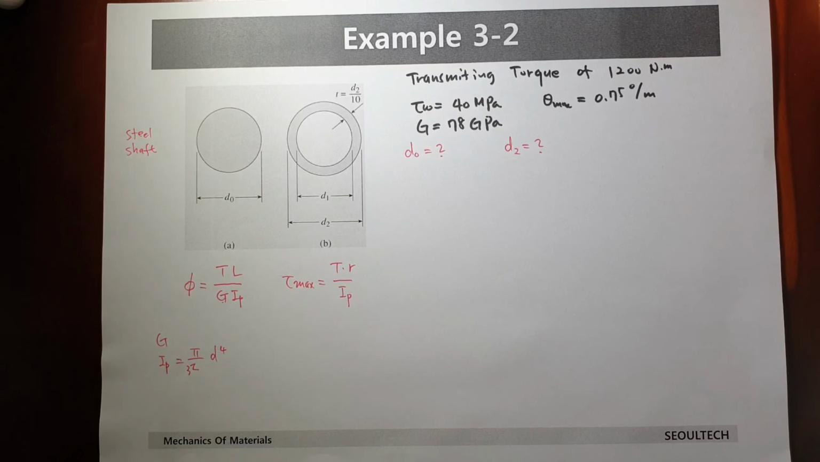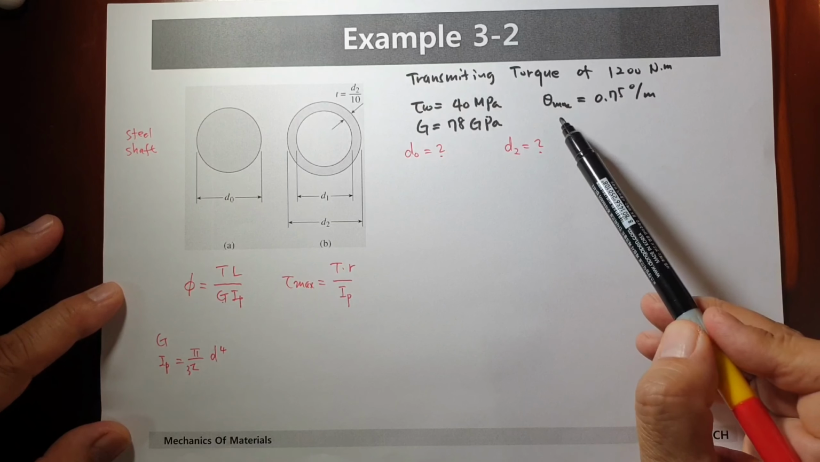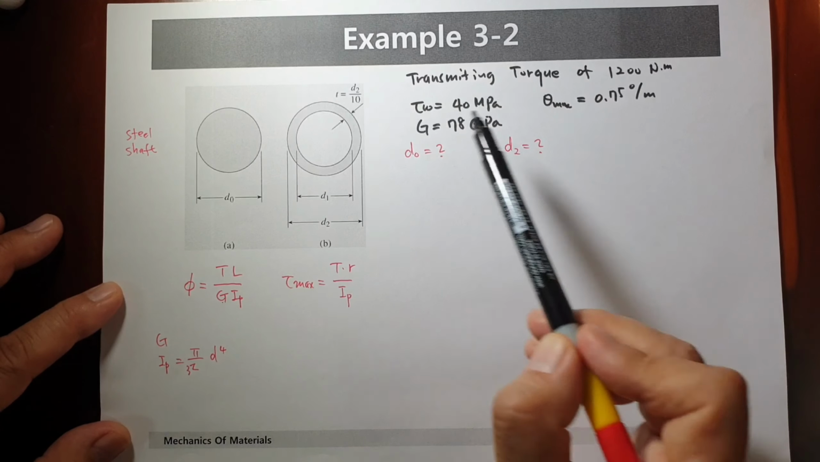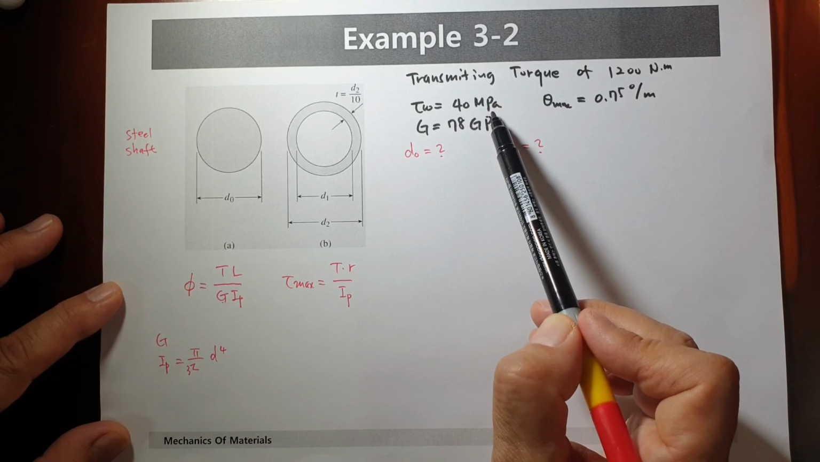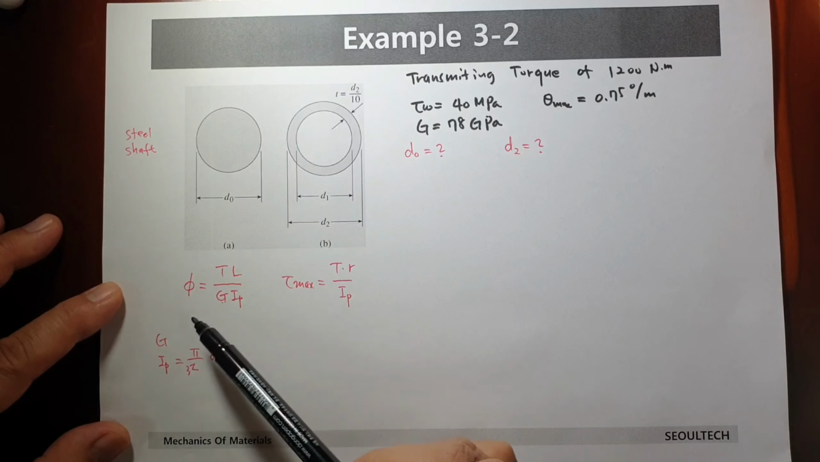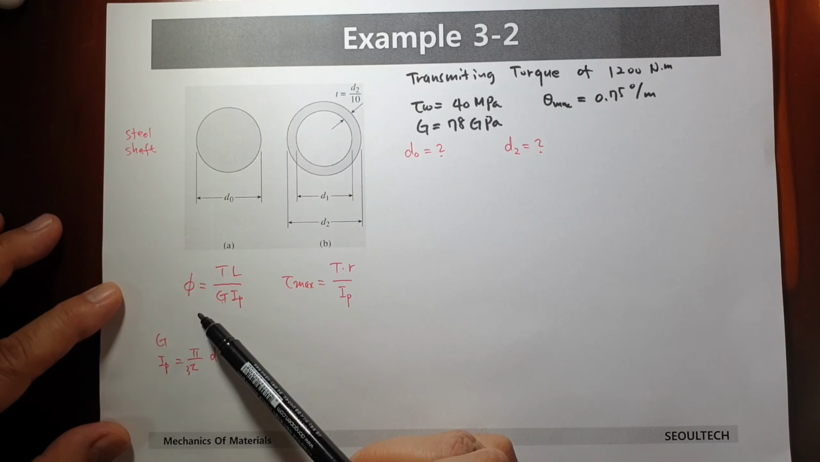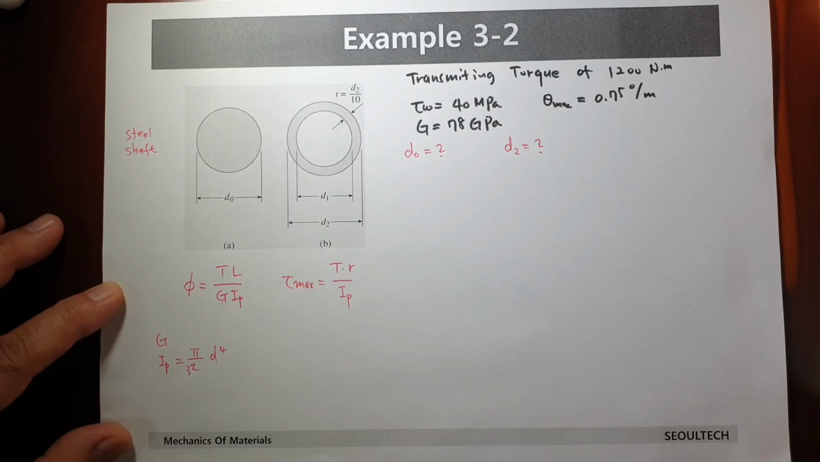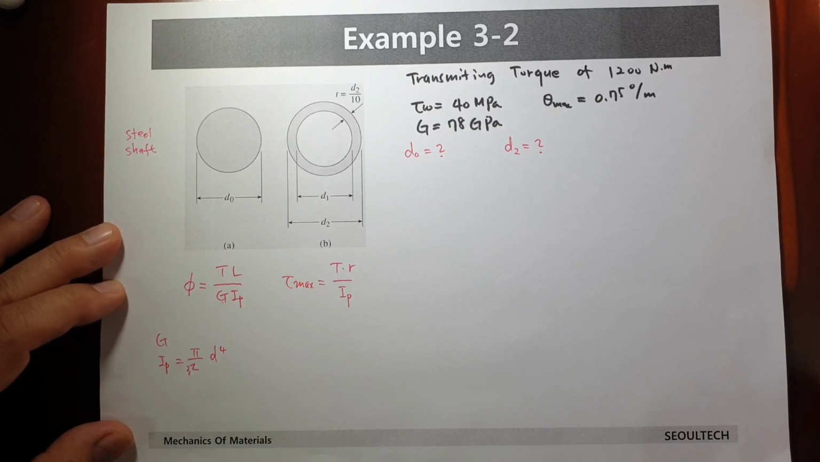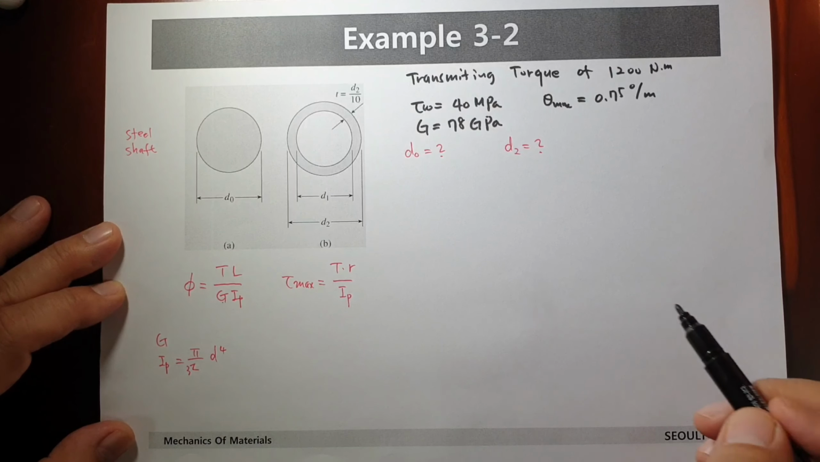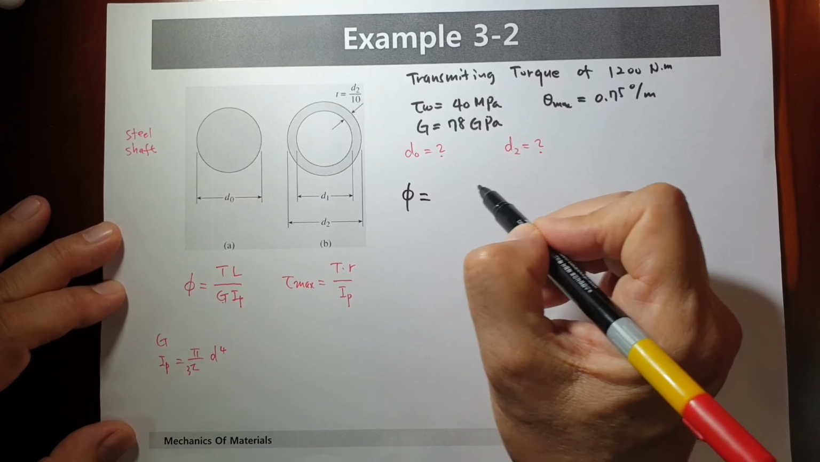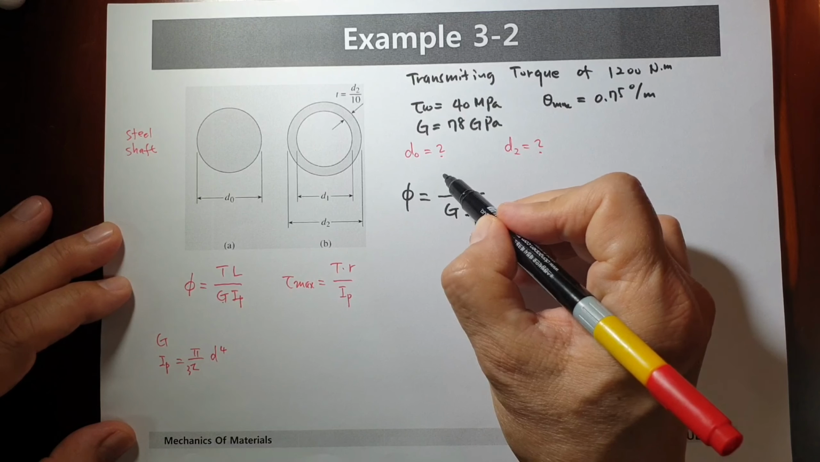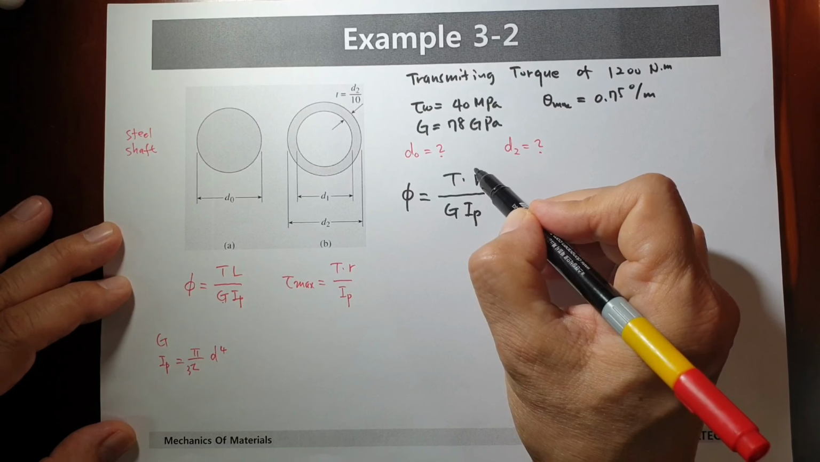Okay. In this example, how can we properly apply the formula? We have two possibilities. One is given by this requirement, and another one is given by this requirement, maximum allowable shear stress. We can apply either change of angle or maximum shear stress. Firstly let's consider the left side, the solid one, and phi equals TL over G IP, sorry, TL.